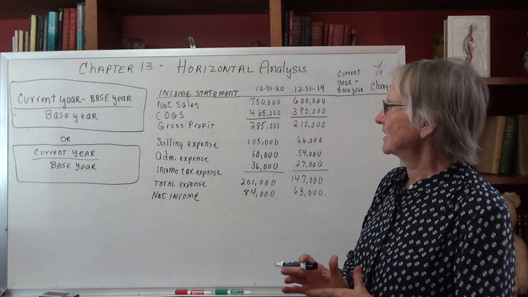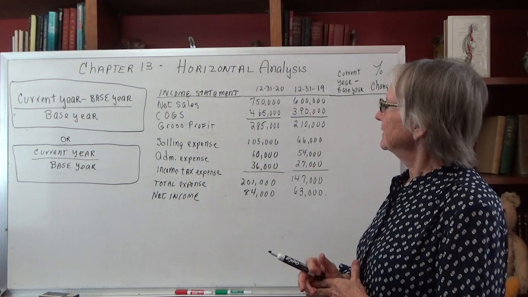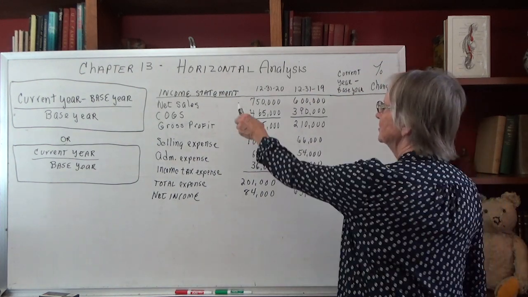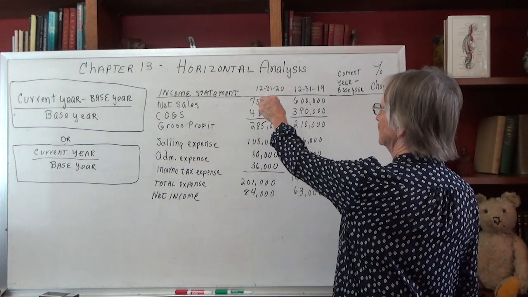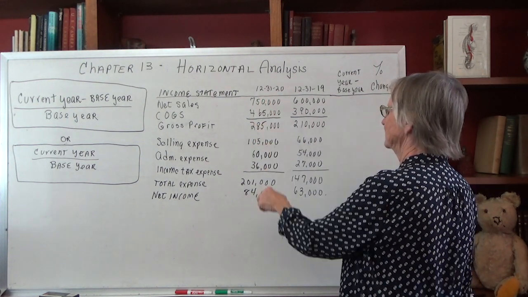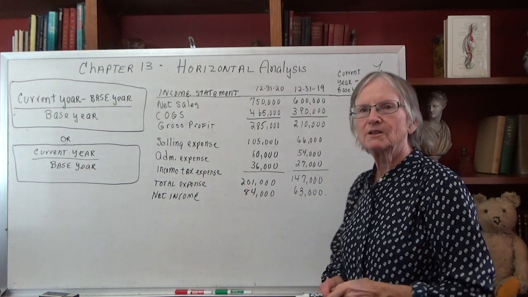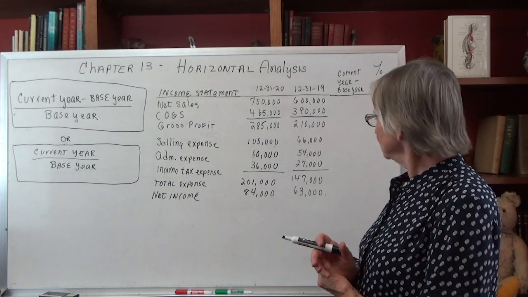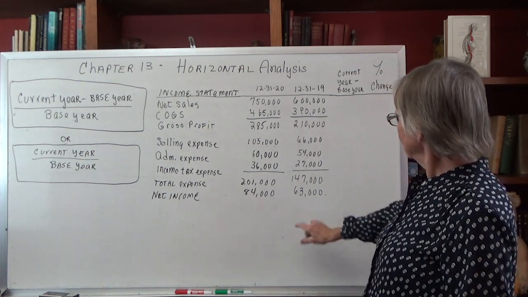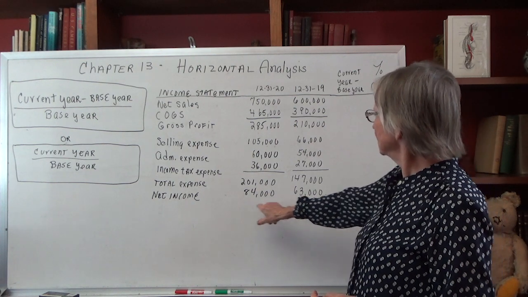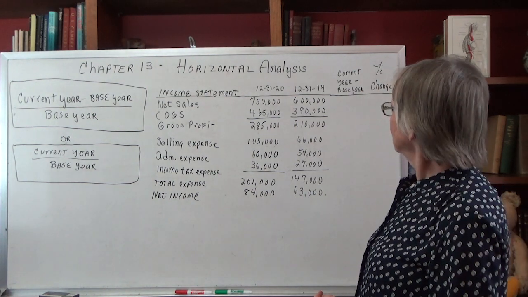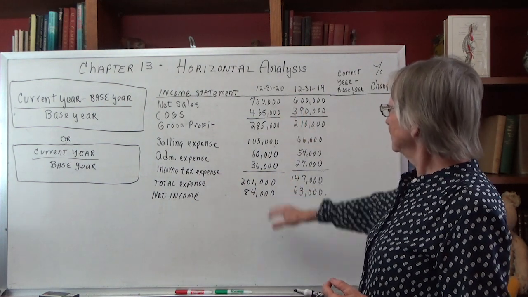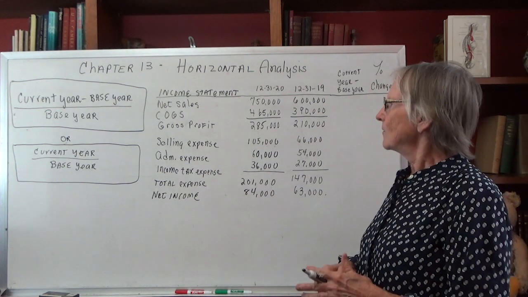Okay, so horizontal analysis. Before we get into the mechanics of it, let's just think about it a little bit. Here you've got an income statement, and you've got a company's results for 12/31/20, and you've got 12/31/19. Now, what you want to know is, gee, how's the company doing? And you could say, oh, look, they had net income of 63 here and 84. They must be doing great. Yeah, and it looks like their sales went up and their net income went up, and that all looks pretty cool.